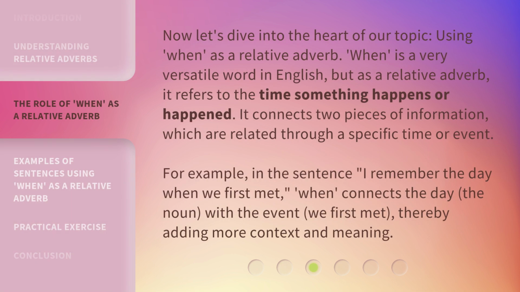Now let's dive into the heart of our topic, using when as a relative adverb. When is a very versatile word in English, but as a relative adverb, it refers to the time something happens or happened. It connects two pieces of information, which are related through a specific time or event. For example, in the sentence, "I remember the day when we first met," when connects the day, the noun, with the event, we first met, thereby adding more context and meaning.